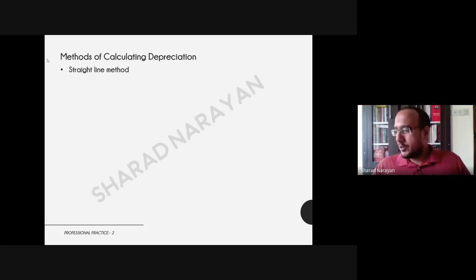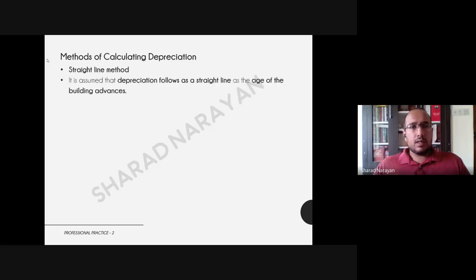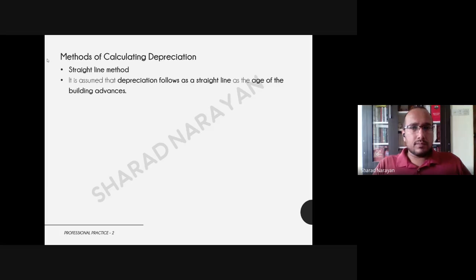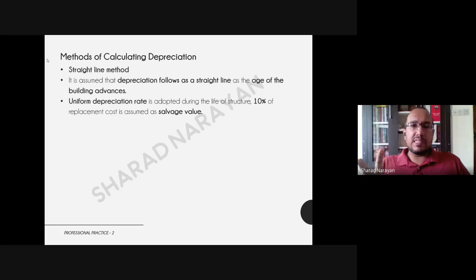So now we move straight into the methods with which we will calculate depreciation. The first one is the straight line method. Here we assume that depreciation follows a straight line. If I have a straight line of time here, depreciation can be considered as a straight declining line as the building age advances. Correct? So it's a uniform depreciation rate which is adopted through the life of the structure.